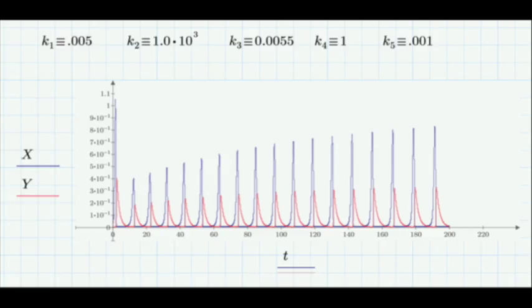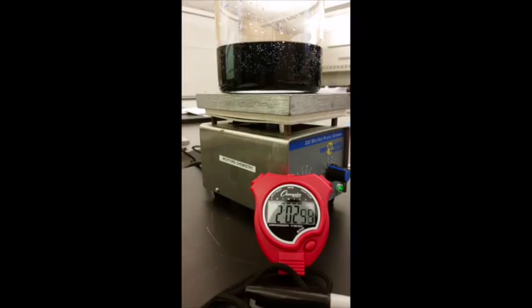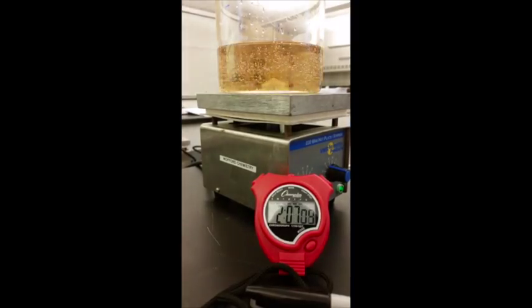A decrease in K3 shows a sharp decrease in both iodine and starch followed by a steady increase. Changing the initial concentration of B and K5 does not affect the peak concentration of iodine or starch.